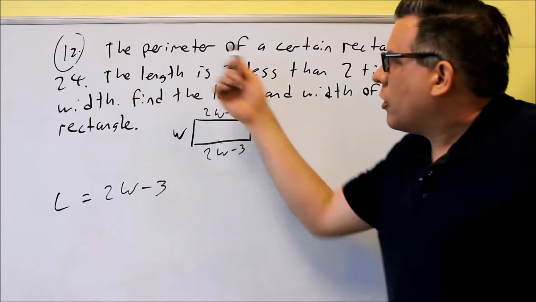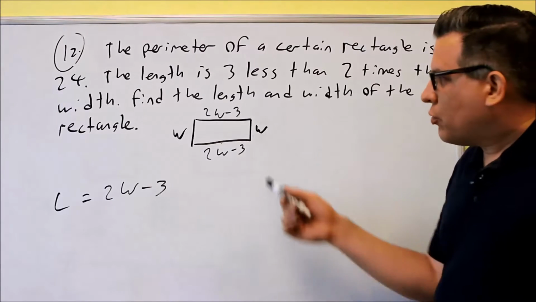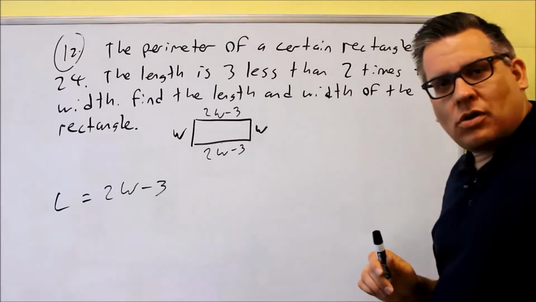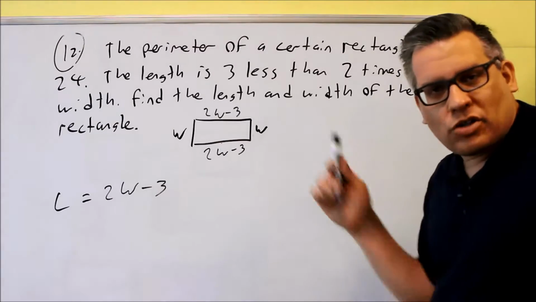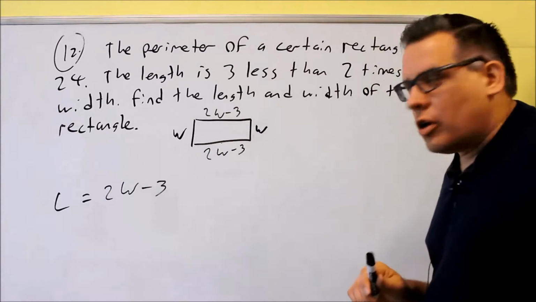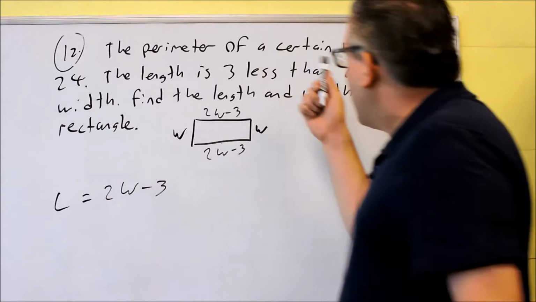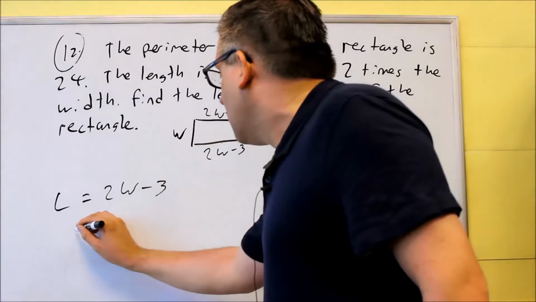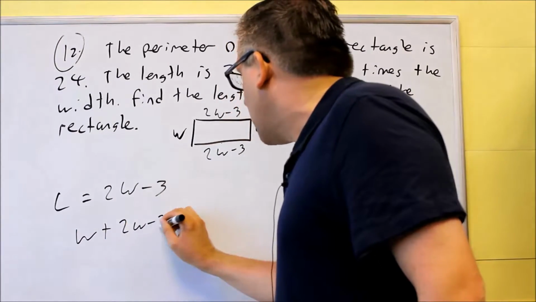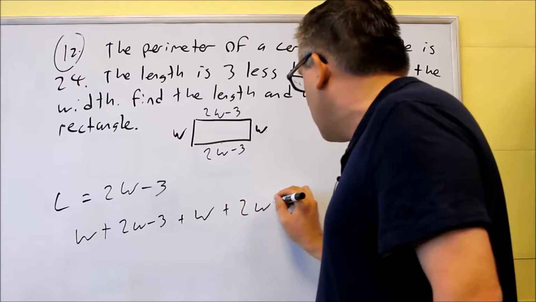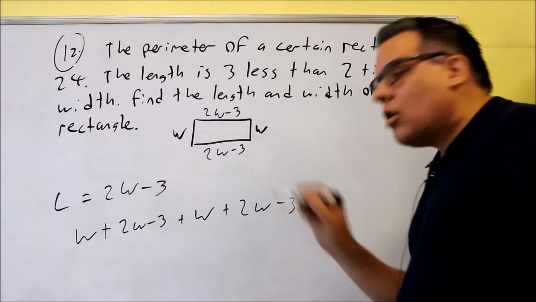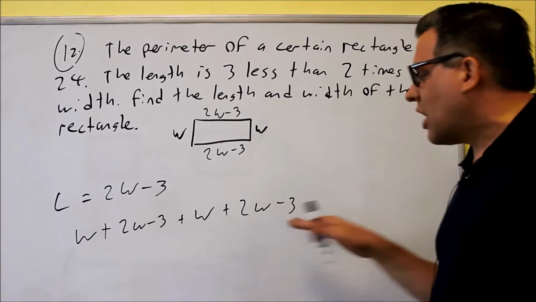Now, it's got the word perimeter. So how do you do perimeter? Perimeter is just going to be the sum of all the sides all the way around whatever shape you have. It might be a triangle, it might be a rectangle. Just add the sides all the way around. So I know that if I add that, I get W plus 2W minus 3 plus another W plus 2W minus 3. So I'm just adding that all the way around. So I added my 4 sides together.